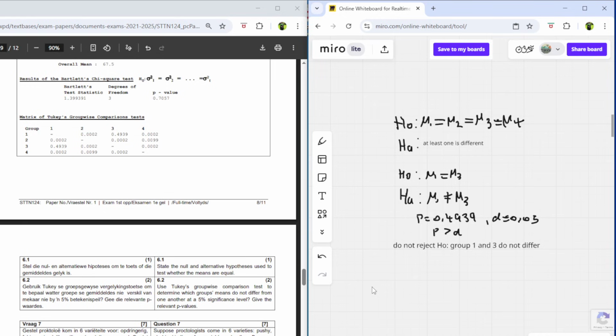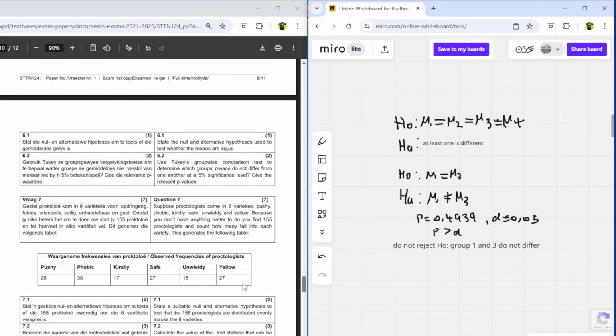If the question said which ones are different, then you're going to say all the groups are different except for group 1 and group 3. That's how you're going to answer that question. But because it wanted the ones that do not differ, it is only group 1 and group 3. Hence, you write it like that over there. And that is question 6.